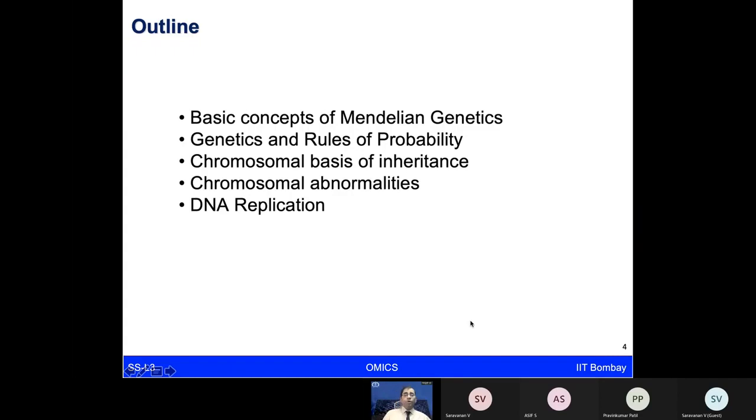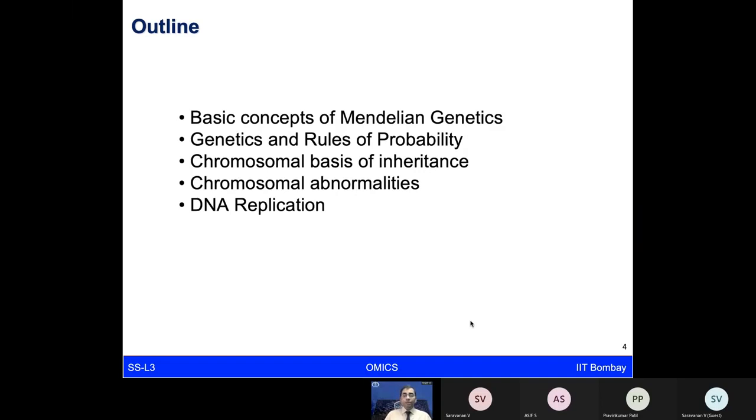So I'm going to talk to you about some basic concepts of Mendelian genetics. Some of the genetics rules, which depend on probability rules, how this information lies in the chromosomes, what the basis of inheritance is, how chromosomes that don't have normal shape, structure, or composition could result in abnormalities, and how DNA replication happens.